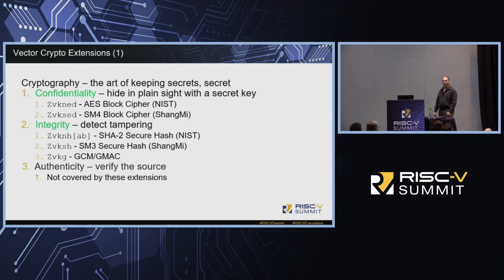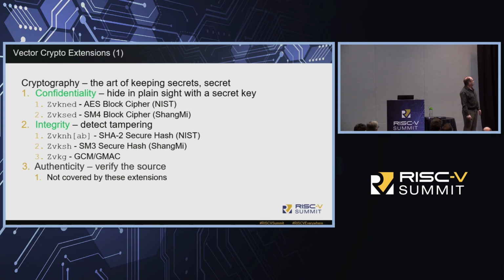So, start off, what is cryptography? It is the art of keeping secrets secret. And there are three aspects, generally, of cryptography. One is confidentiality, another is integrity, and then the third is authenticity. So as you can see in the green here, our specification covers the first two.